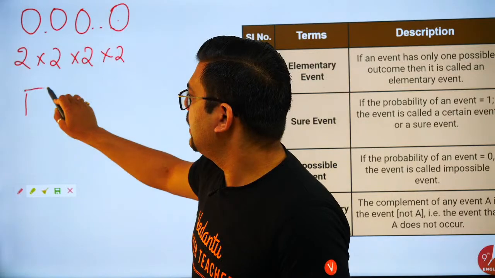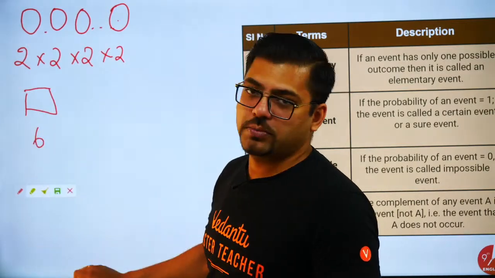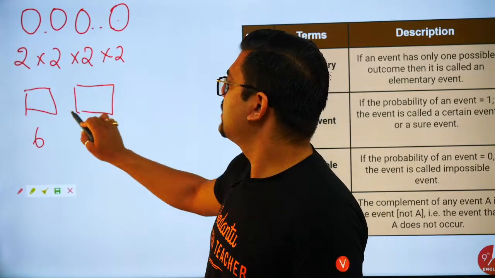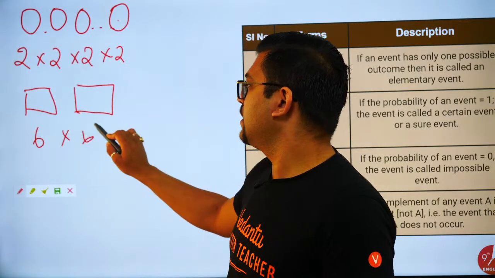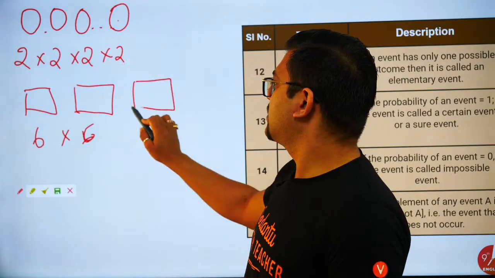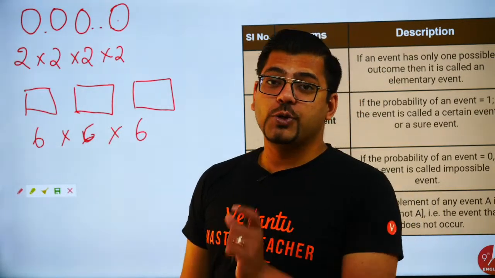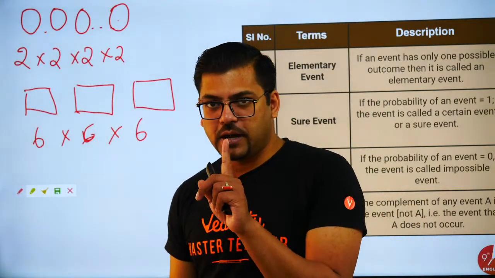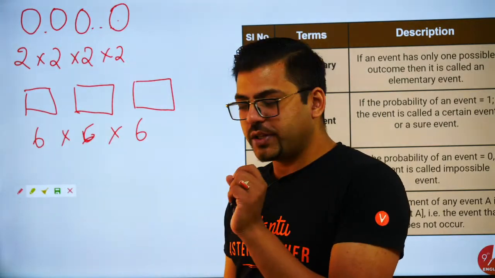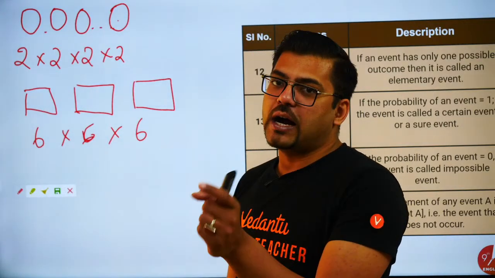Similarly for dice. If you have 1 dice, 6 outcomes. If you have 2 dice, 6 into 6, 36 outcomes. If you have 3 dice, 6 into 6 into 6, 216, the total outcomes. So this is the sample space. Understood? Now, if you understood this, the next thing is about cards.